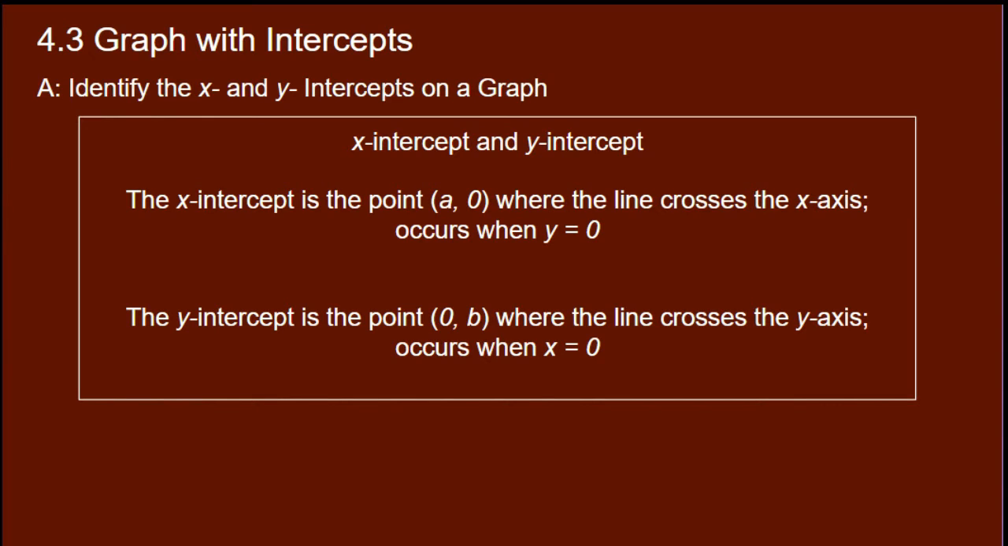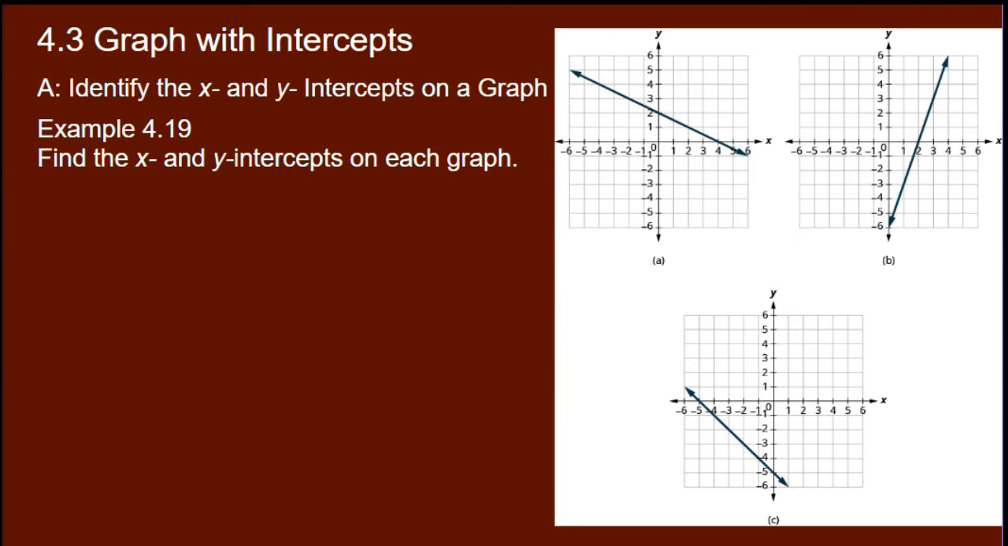So let's go ahead and do some example problems. Example 4.19. Find the x and y intercepts on each graph. So let's work with graph A first. On A, first we're going to find the x-intercept, where it crosses the x-axis, so that's going to be here. The x-intercept is at, and we're going to use ordered pairs, so it's at (4, 0). And the y-intercept is right here, and that's at (0, 2).